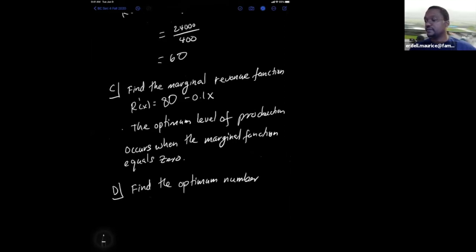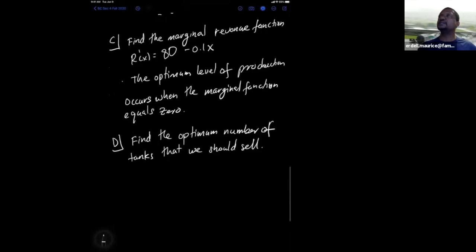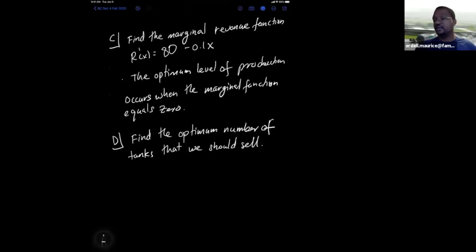And so the next question is, find the optimum level or optimum number of tanks that we should sell. All that requires is for us to simply take the marginal revenue function and set that equal to 0. The optimum level is found when you set the marginal function to 0.